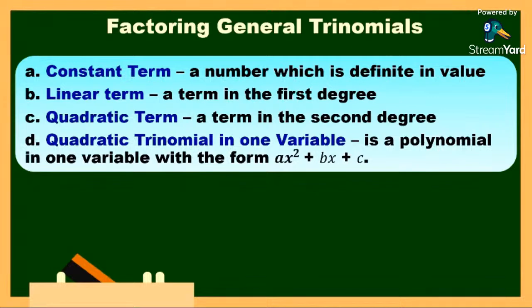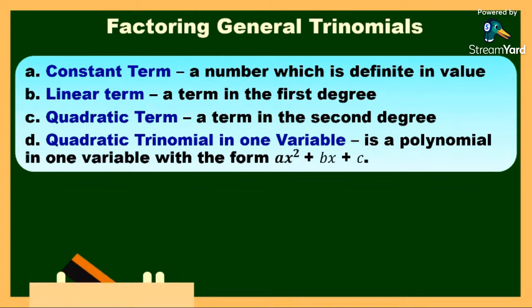And letter D, quadratic trinomial in one variable, is a polynomial in one variable with the form of ax squared plus bx plus c. Ang quadratic trinomial in one variable naman ay isa siyang polynomial kung saan gumagamit lamang siya ng iisang variable, katulad ni x, kaya si y, ganyan. At saka ay nakasunod sa form na ax squared plus bx plus c. Meaning, meron siyang order mula sa quadratic term, linear term, at saka constant term.